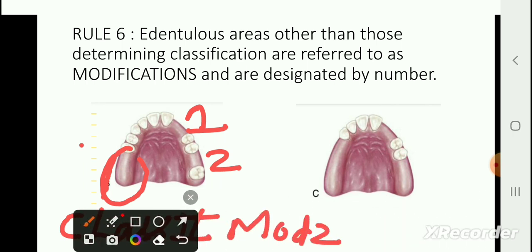See this example. So this is class 1. What is class 1? Class 1 is bilateral edentulous area located posterior to the remaining natural teeth. So here this is the bilateral edentulous area, so it is class 1. Edentulous areas other than those determining the classification, how many are there? Only 1. So what is it? This is class 1 modification 1.